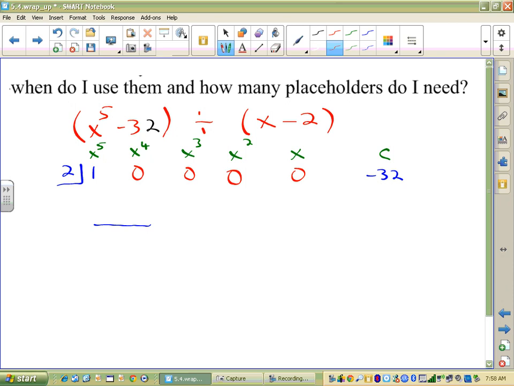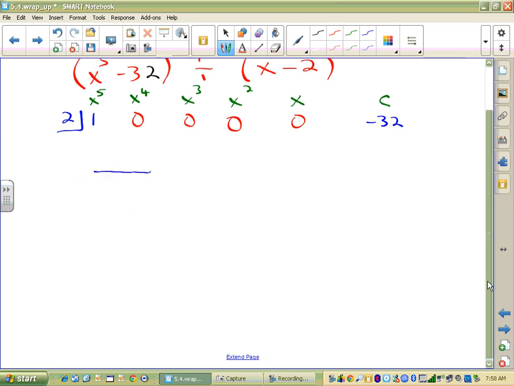How do you explain that word-wise? To answer this question: how do I use them, when do I use them, and how many placeholders do I need? So here's the deal.